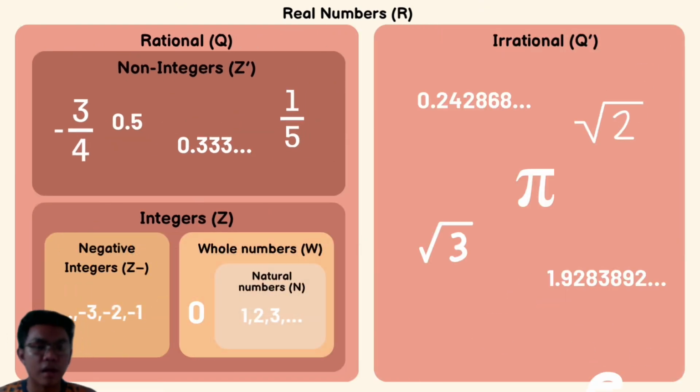Under real numbers, we have irrational numbers, denoted as Q prime, wherein the numbers aren't presented in the form of p over q. Irrational numbers are always non-terminating and non-repeating. For example, pi, Euler's number, the square root of 2, the square root of 3, and 0.242868, and so on.